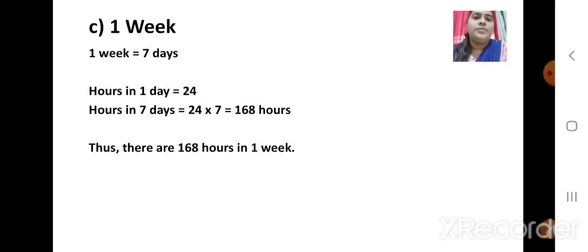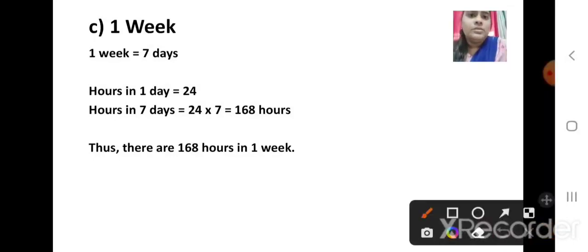Okay, we have to find how many hours are there in 1 week, right? In a week there are 7 days, correct? So this is our first statement. 1 week is equal to 7 days, right? And in 1 day how many hours are there? There are 24 hours. So then we will write hours in 1 day is equal to 24.